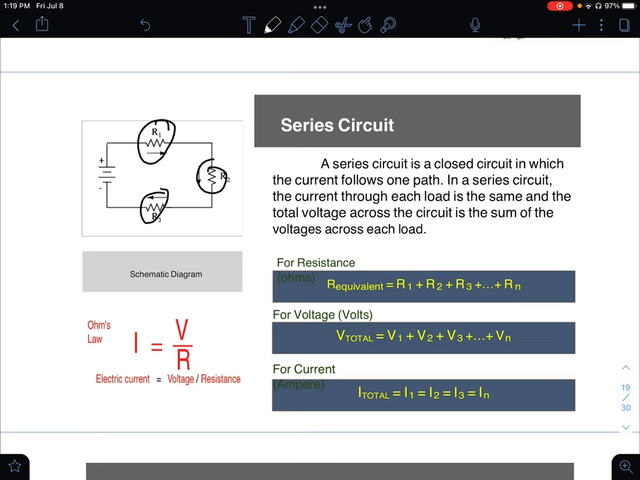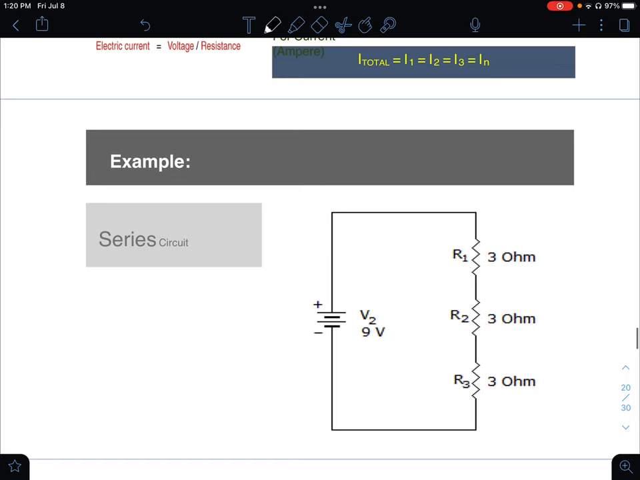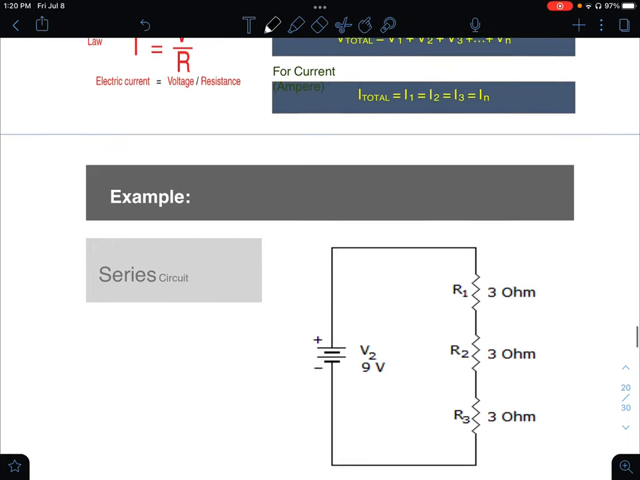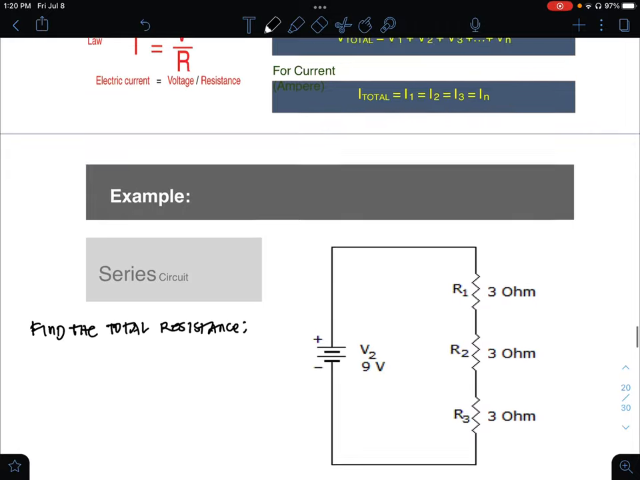So, in a series circuit, the current through each load is the same, and the total voltage across the circuit is the sum of the voltages across each load. The total resistance is also the sum of the resistances of all resistors. So in this example of a series circuit, if we are asked to find the total resistance of the circuit, we just add all the resistances.